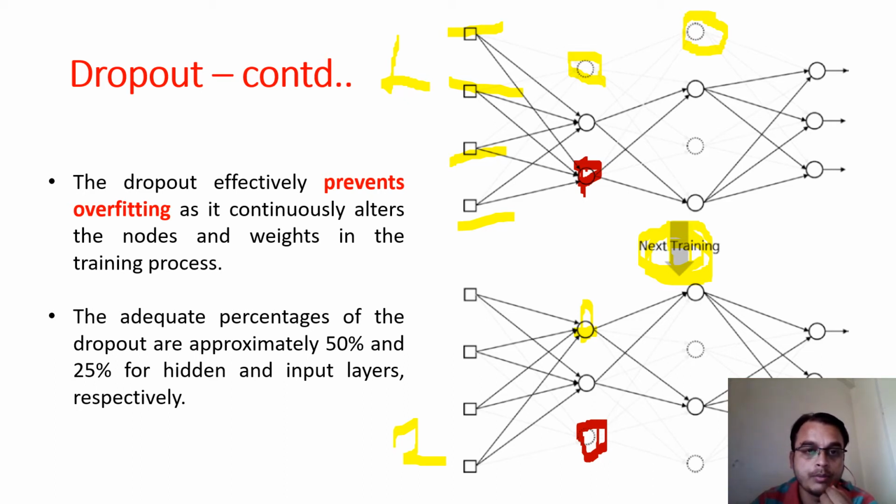So what is the impact of dropping? Dropout effectively prevents overfitting. So to overcome overfitting, dropout is the mechanism. Okay, now what is an adequate percentage of dropout? Approximately 50% and 25% of the hidden and input layers. So how many nodes do you want to drop out? 25% of the input and 50% of the hidden layer.